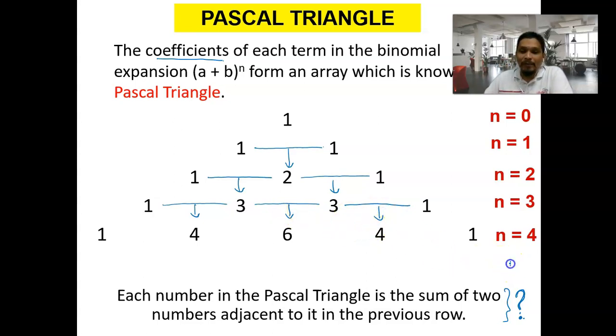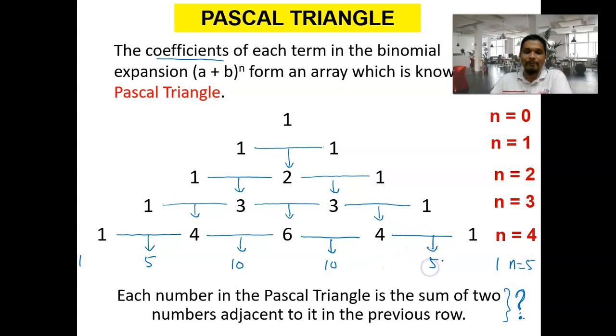Let's continue if we have n equals 5. It should begin with 1 and end with 1. So 1 plus 4 equals 5. 4 plus 6 equals, yes, good, it is 10. 6 plus 4 equals another 10. 4 plus 1 equals 5. And you may continue when n equals 6, 7, 8, 9, 10. But mostly we are going to ask you up to n equals 4 or 5, because that is long enough.